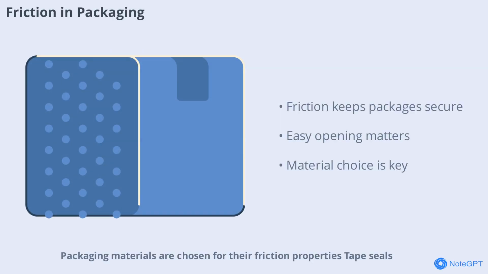Packaging materials are chosen for their friction properties. Tape, seals, and closures rely on friction to stay secure. Too much friction can make packages hard to open, while too little can cause them to come apart. Designers test materials to ensure products are protected and easy to use. Sliding friction is a key factor in packaging design.